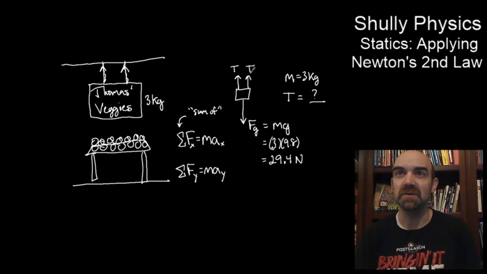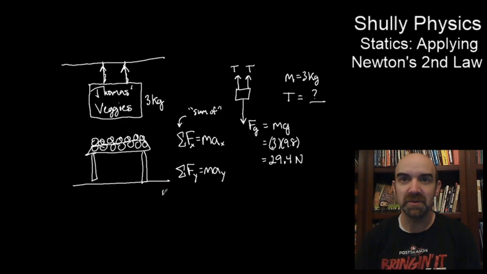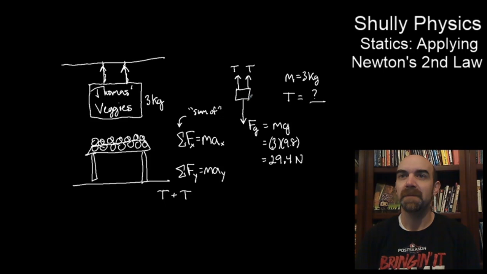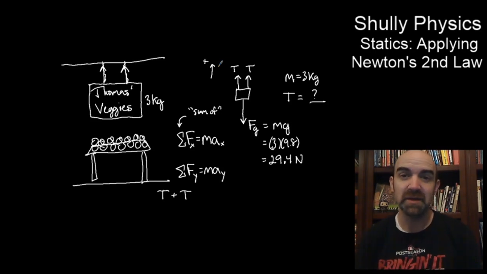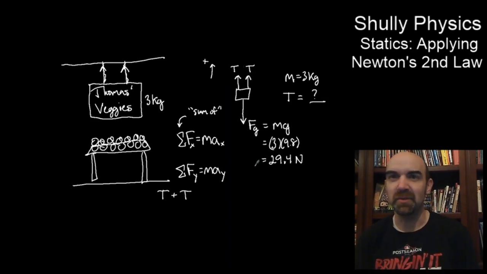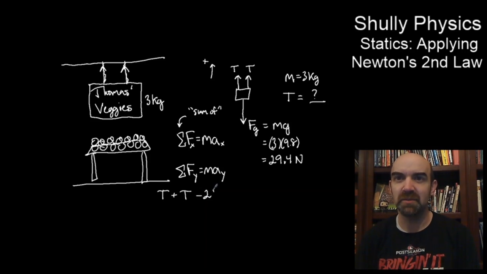There are two tensions going up. So when we sum them, because they're in the same direction, we're going to write tension plus tension, T plus T. They both go in the up direction. I'm using up as positive. You can pick whatever direction you want to be positive. If a result turns out to be negative, you know the result is in the downward direction if you define up as positive. So with up defined as positive, we have T plus T plus a negative 29.4. In other words, we're going to subtract 29.4 newtons because the weight works against those two tensions.